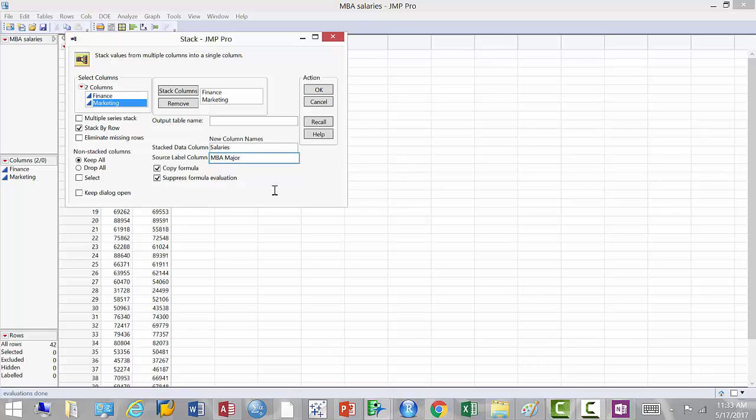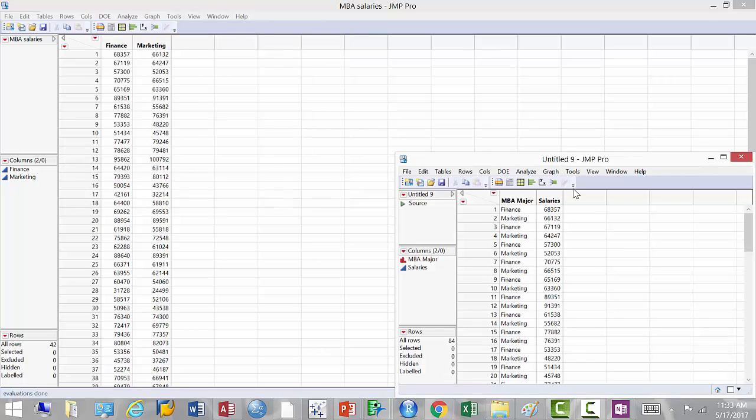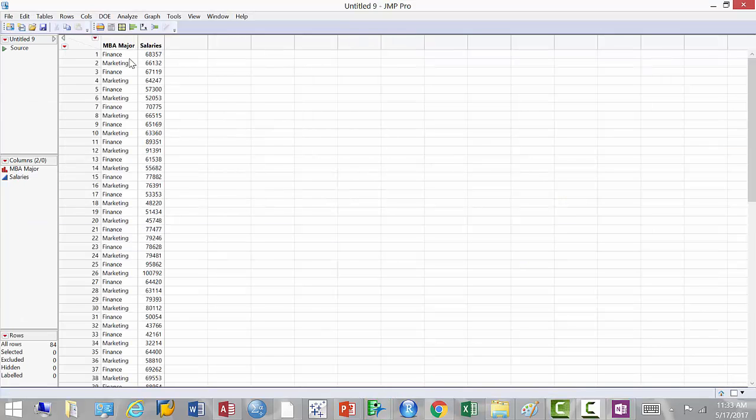The response variable, the measurement variable, is going to be the salary. Does the salary change when you're changing the major, right? That's going to be the purpose of the study. All right. So I click OK, and it creates a new data table for me. So it just basically stacks them, takes one line at a time, right, and picks one from column 1, another from column 2, and it goes line by line.